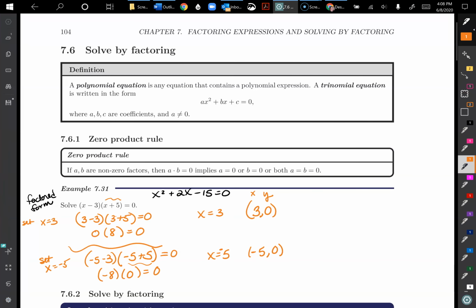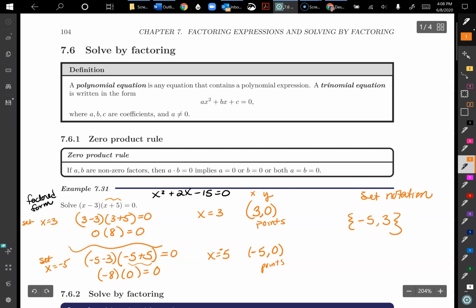So our goal with these is to find out when y is going to equal 0. Then we can write it actually in set notation as {-5, 3}. This is my set notation. I'm not going to write these as intervals. These are points. This I would just say x-intercepts.